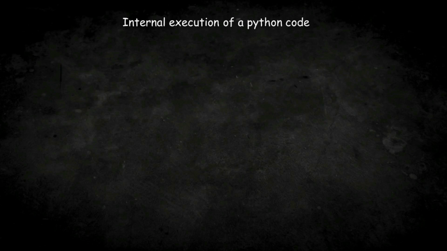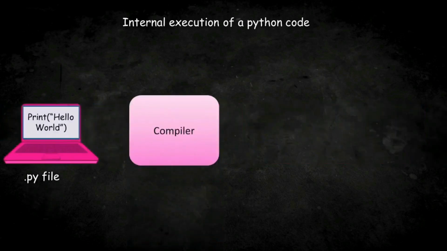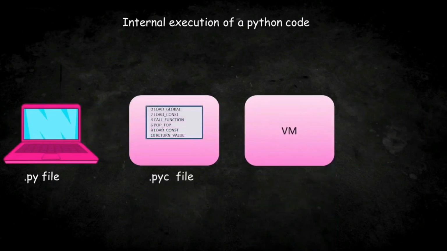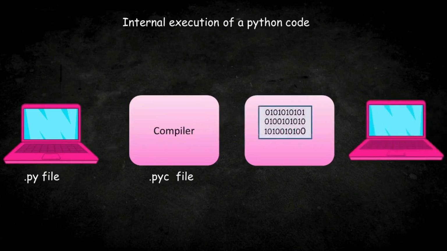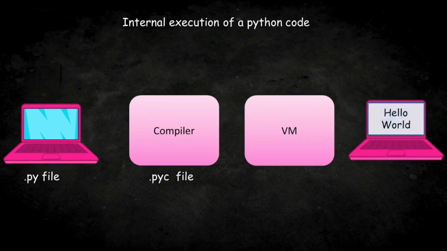Now finally coming to our main topic, that is the internal execution of a Python code. Python is usually called an interpreted language. Although, compilation is one of the steps: the source code with the .py extension will first be compiled by the compiler, and it will create a .pyc file, which is called bytecode. Now this bytecode is further interpreted by the Python virtual machine, which is a part of our Python system, and it will translate the bytecode into machine code, and then the CPU will execute the code. As a result, it will generate the output.